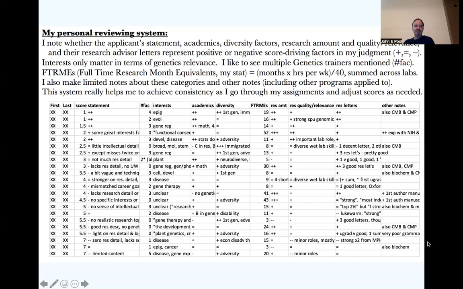And so my system involves a bunch of different areas. There are some score-driving areas, and then there are some that are more for my reference. Like, I don't care what their interests are within genetics, as long as they're genetics-oriented interests, and as long as they are clear. So the only bad thing is if they're unclear, or if they don't mention faculty, or maybe if they only mention one.